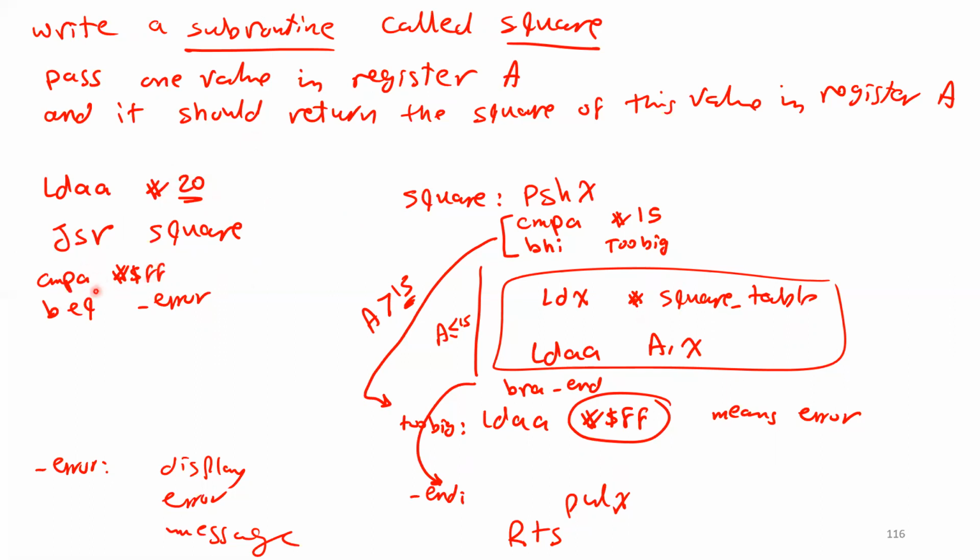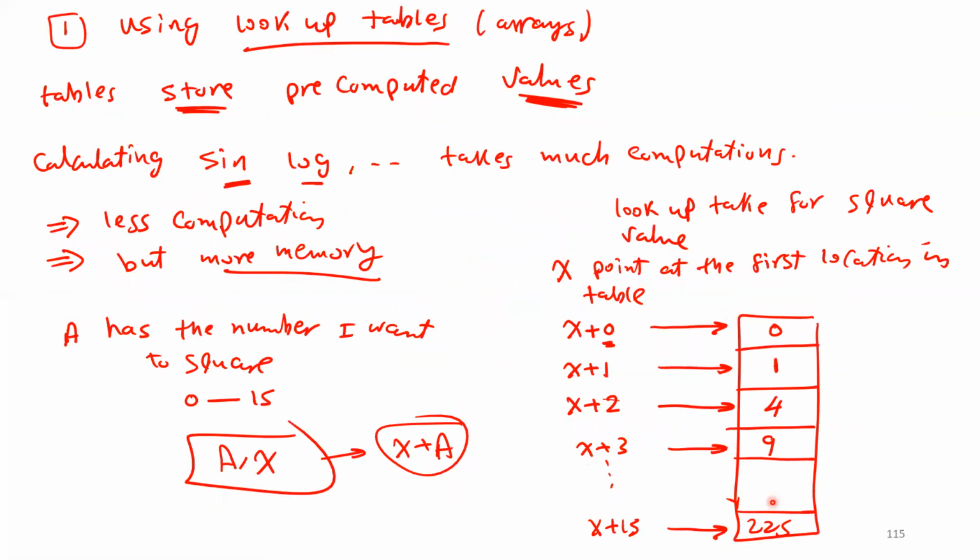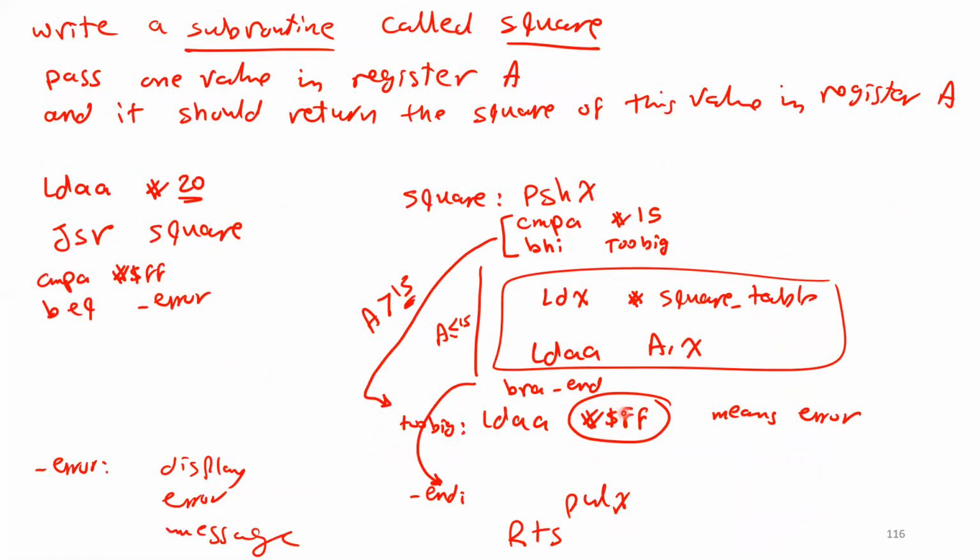So if register A has FF, FF is not one of these numbers here. So if you find FF, that means it is an error. For example, after you call the subroutine, I can check if A has the value FF or not. If register A stores FF, that means there is an error, so you can go somewhere, as you see here, to display error.